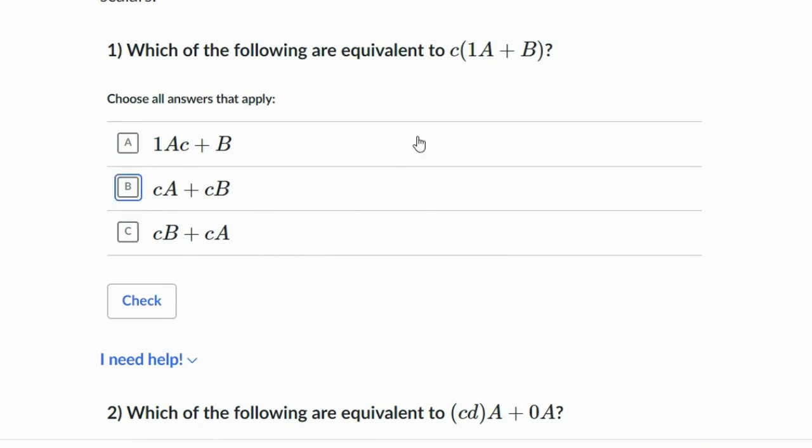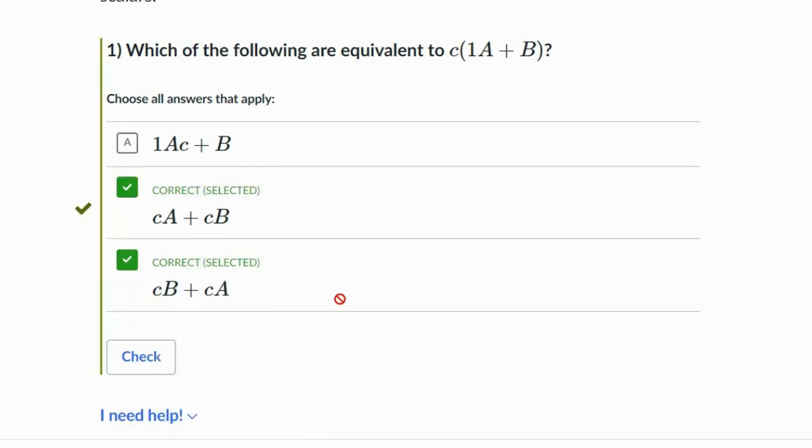Which of the following is equivalent to C times parentheses 1A plus B? Well, we know we can distribute the C and do 1AC plus BC. 1AC plus B. Oh, the C never got applied there. It can't be the first one. 1AC plus BC, but where's the 1? Well, we multiplied it. 1 times A is just A. So CA plus CB is going to be right. And if we can do CA plus CB, this is the same thing, just reversing them. It's all good.